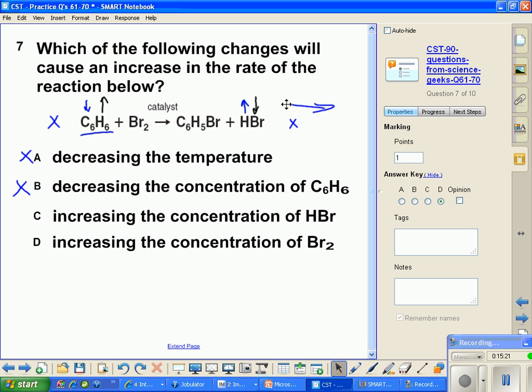So the one that we want to go for is actually letter D, and that's increasing the concentration of bromine. Le Chat then wants to decrease the bromine, and to decrease the bromine, he has to move the reaction to the opposite side, which is a shift to the left, which is going to wind up speeding up the reaction.